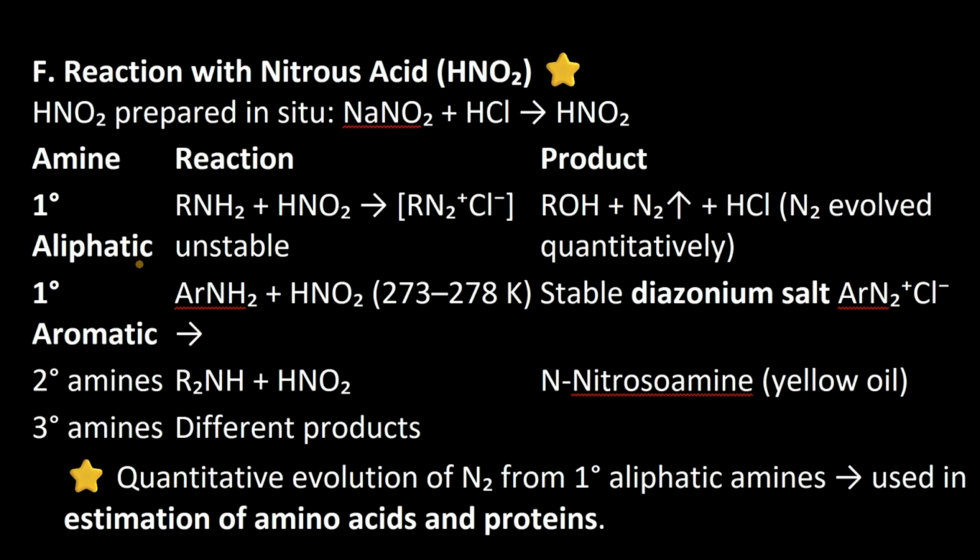Okay, so if I am adding an aliphatic primary amine to this nitrous acid, and the temperature is maintained at 0 to 5 degrees Celsius, it will produce alcohol, N2 gas and HCl. But in case of aromatic amines, it will form a highly important compound, that is diazonium salt, ArN2Cl, which has a tremendous synthetic application. In case of secondary amine, it will form a yellow oil, and tertiary amine will give a scattered product, different products it will form. So this is an important test to recognize whether the amine is primary, aliphatic or aromatic.